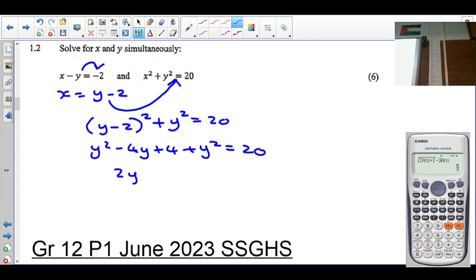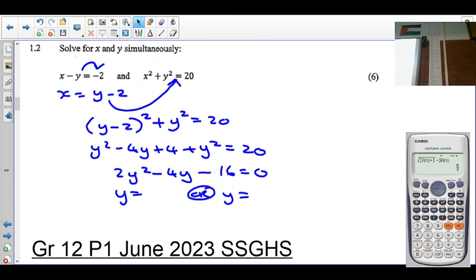So now it gives me 2y squared minus 4y minus 16 is equal to 0. So I can use the quadratic formula, or I can divide it by 2 and then factorize, or I can just plug it into this calculator here. You've got 2, minus 4, minus 16. I made a mistake there, it must be minus 16. So it gives you a y value of 4 or a y value of negative 2.